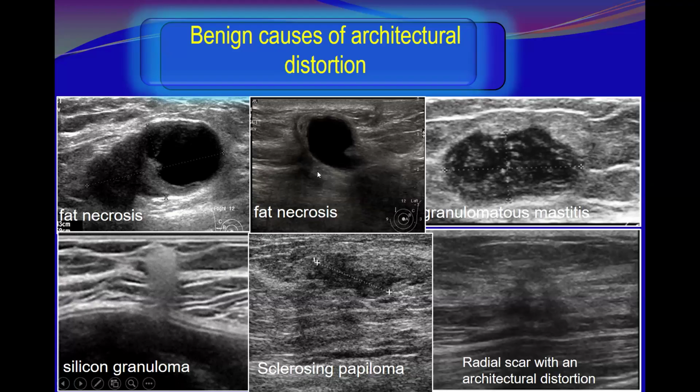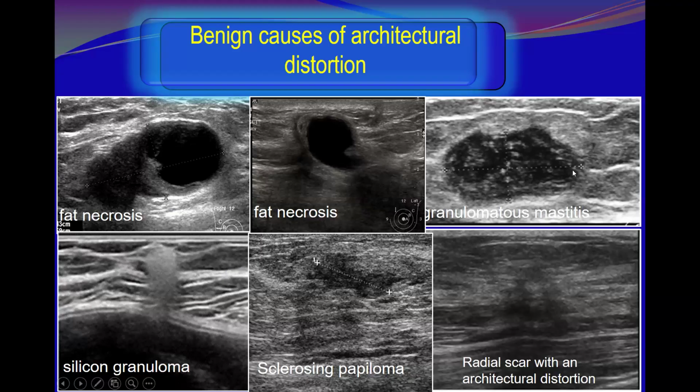These are my patients. These are two examples of fat necrosis. Look at the Cooper ligaments coming here toward this anechoic thick-walled mass, and the surrounding blurred tissue with lack of differentiation due to the perilesional inflammation and reactions.